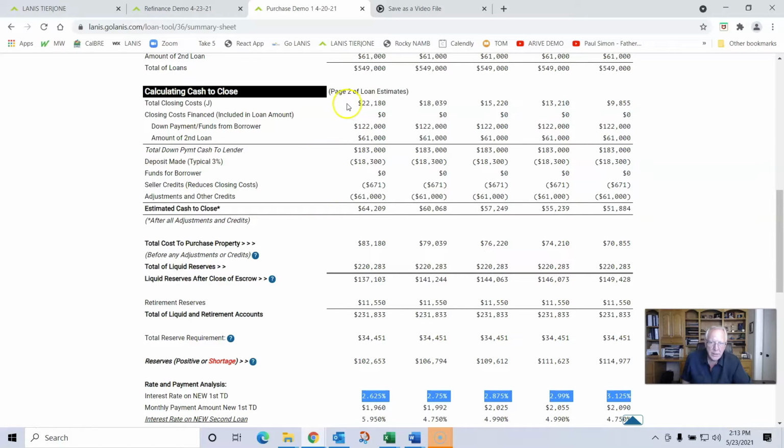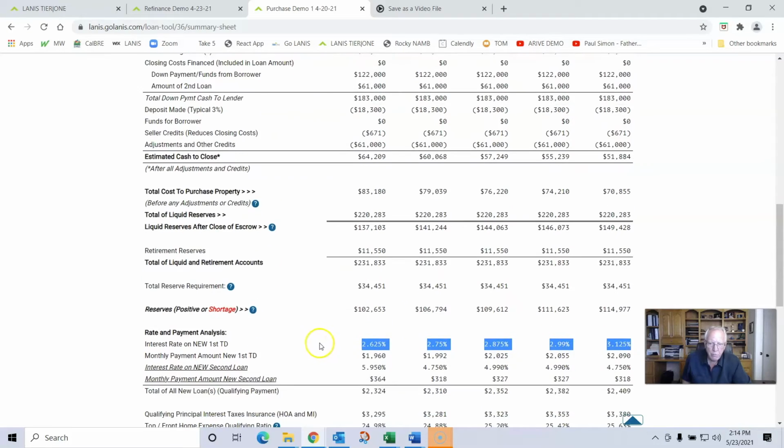It also puts in from page 2 of the loan estimate all the breakdown of all the fees. Total cost to purchase the home, liquid reserves after the close. Remember, this one happened to have rental properties. Well, you need reserves for those, so it also gives you the net amount of what's left over and what the requirement is. Very, very important.